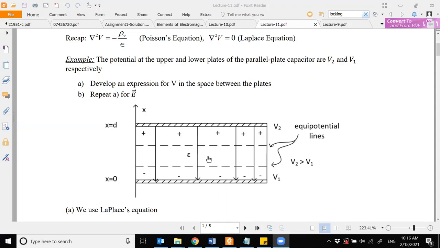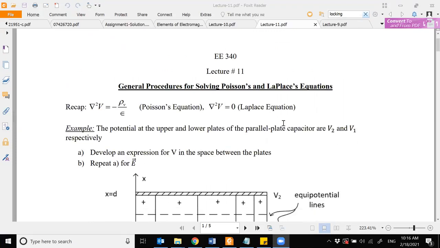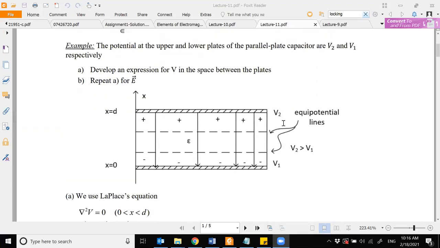So in this region you do not have charges. Therefore our capacitor satisfies the second condition, which is the special case, and therefore we always solve the Laplace equation. Okay. Now, how to solve the Laplace equation? Our first starting point is a very simple parallel plate capacitor. And how are we going to do it? Let's see. So this is my problem statement.